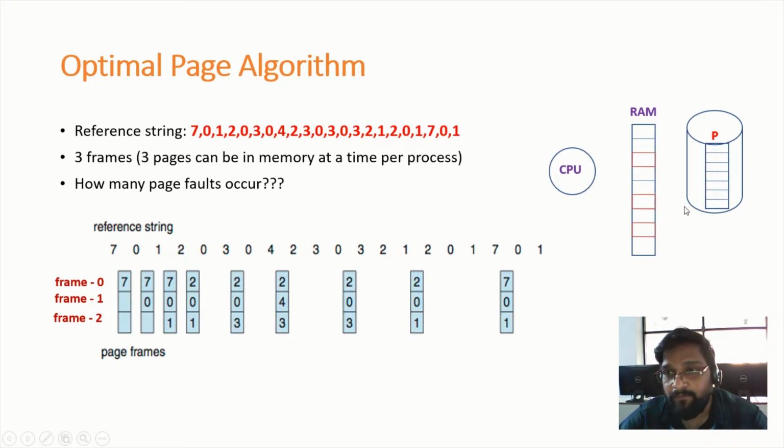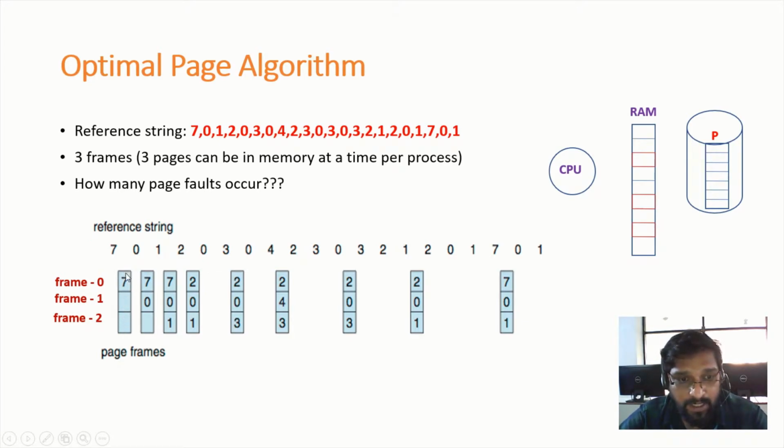It means that in order to execute the process P, only 3 frames have been allocated inside the RAM. Initially the CPU is requesting page number 7. Since page number 7 is not present inside the RAM, we call it a page fault. Now this page number 7 we need to move from hard disk to RAM. Once we move page number 7 from hard disk to RAM, our RAM looks like this.